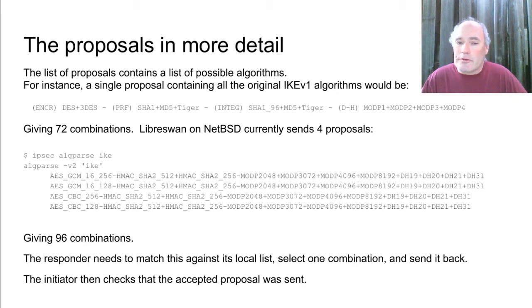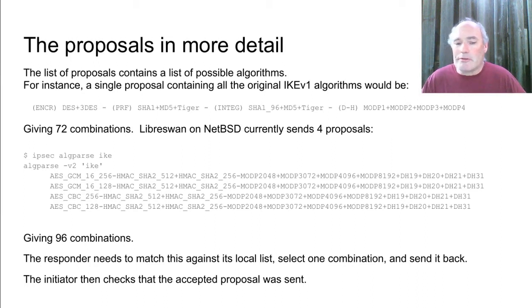So things moved on. Libreswan on NetBSD, using the ipsec algparse utility, just spits out the algorithms. If you don't say what algorithms you should use, these are the ones it's going to use. AES-GCM, AES-CBC, SHA-2, and some pretty strong Diffie-Hellman groups. The mysterious DH numbered ones, they're probably ECP groups. And you can see the number of different combinations.